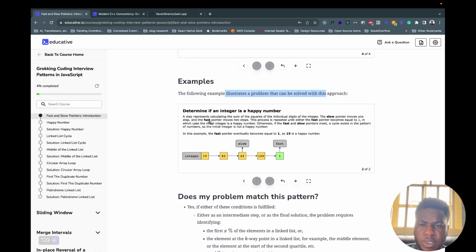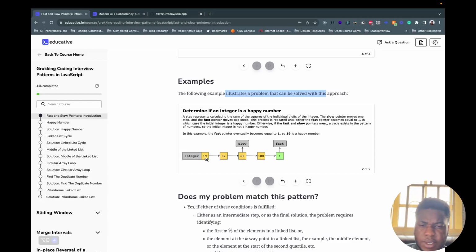The slow pointer moves 1 step, and the fast pointer moves 2 steps. The process is repeated until either the fast pointer becomes equal to 1, in which case the initial integer is a happy number. Otherwise, if the fast pointer and slow pointer have made a cycle, as in a pattern of numbers, the initial integer is not a happy number. In this example, the fast pointer eventually becomes equal to 1, so 19 is a happy number.